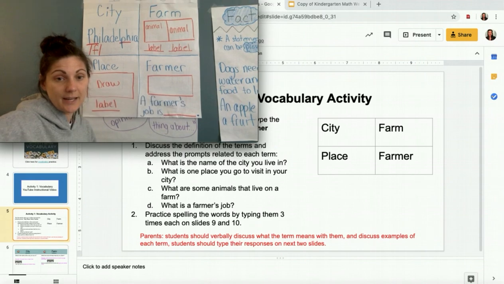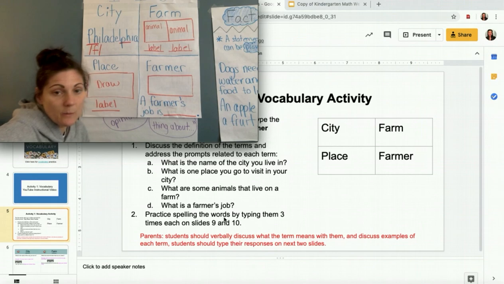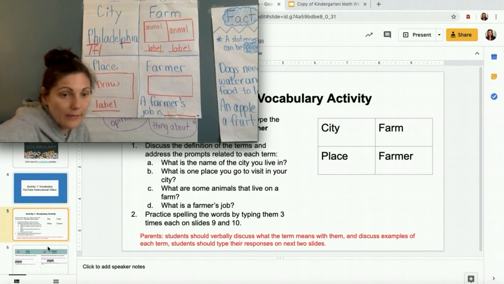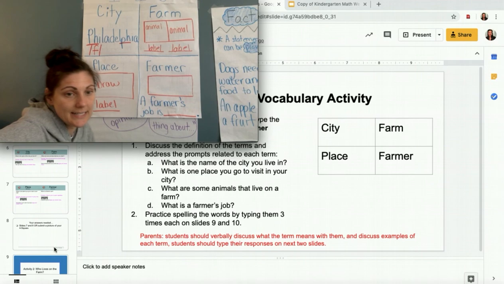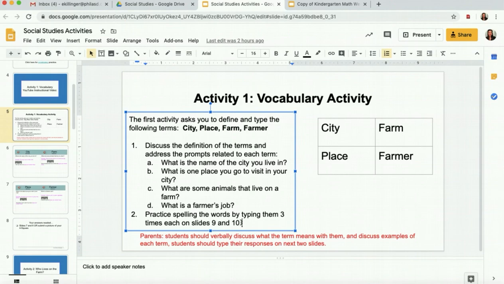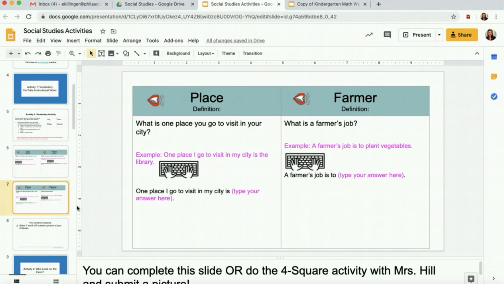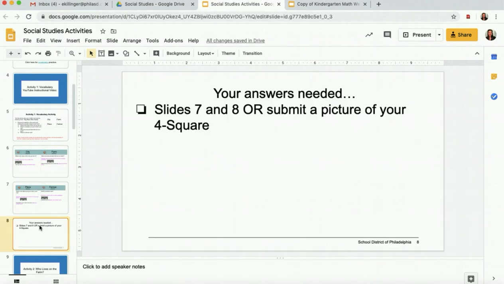All right, let's see. Now, this part here says to practice spelling the words by typing them 3 times on slides 9 and 10. And I actually took that part out. I did not think it was necessary for our activity, so I'm going to delete that there. Okay. Let's go on. So if you are not doing the activity on paper with me, you instead are going to go ahead and type in the answers here. Okay. And that will be it for today.